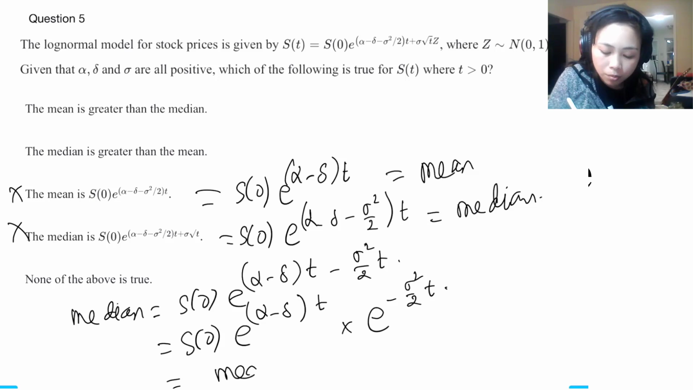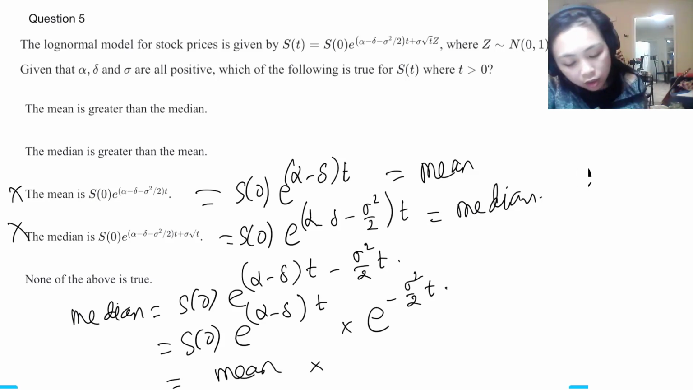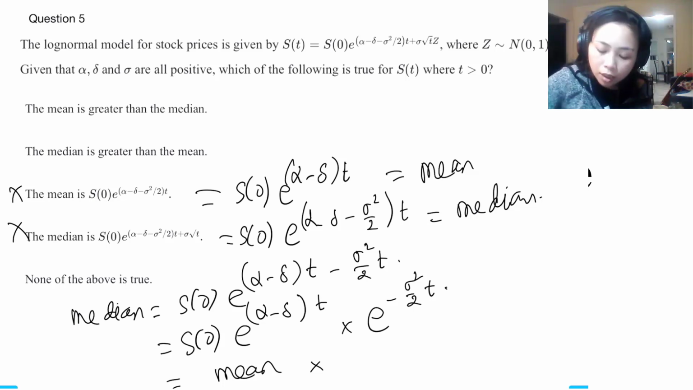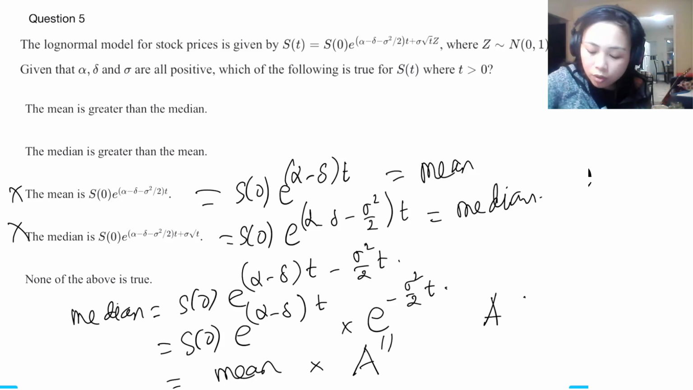So the correct answer is the first one, and the second one is incorrect. For this one, the correct answer should be the mean is greater than the median. So that's question number 5.